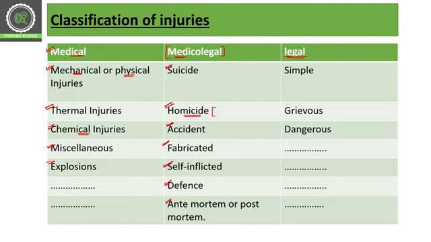And then we have legal. So in legal we have three types of injuries. First we have simple, then we have grievous, and then we have dangerous. So why are we categorizing these wounds into simple, grievous, or dangerous?